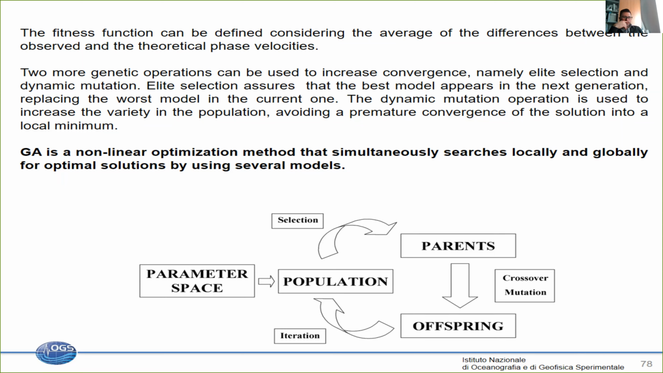So a good way to speed up the procedure is what we call elite selection. In this case, with elite selection, we change all the models, but we keep in the next generation also the previous best model. So the best model that we had in the previous generation is surviving without any change in the next generation.